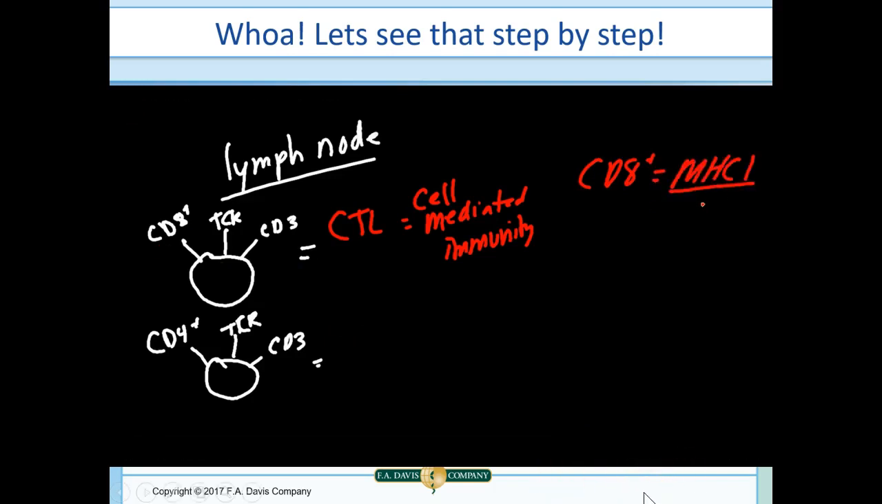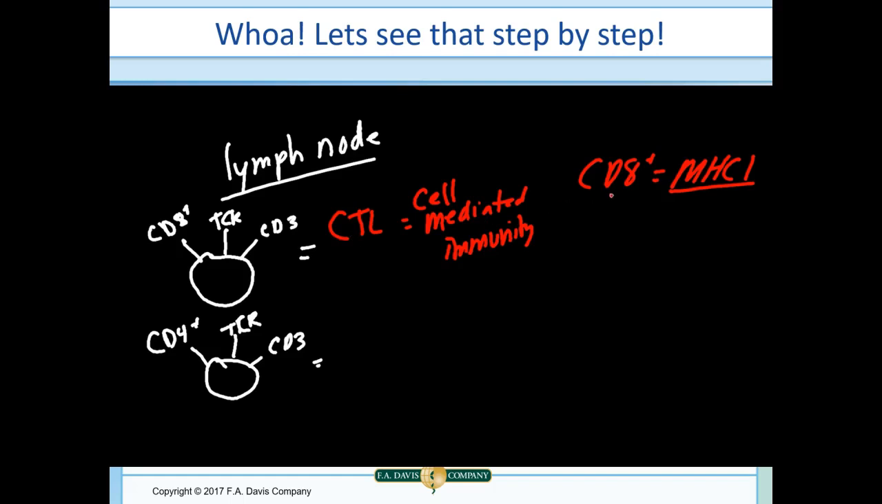MHC1. MHC1 is going to be expressed on almost all cells, minus red blood cells, but pretty much all cells in the body. And this MHC1 is going to take intracellular antigens or proteins or sugars or anything. It's going to chop them up, it's going to spit them out and present it on the MHC1 complex on the cell surface. And once on the MHC1 surface, our CTL is going to come along.